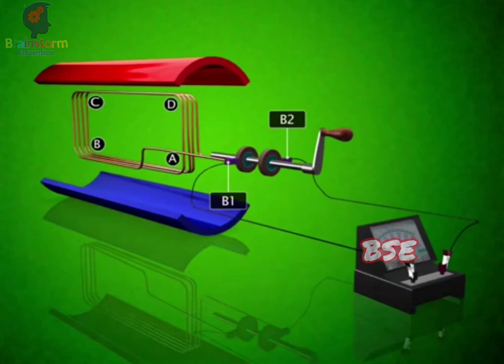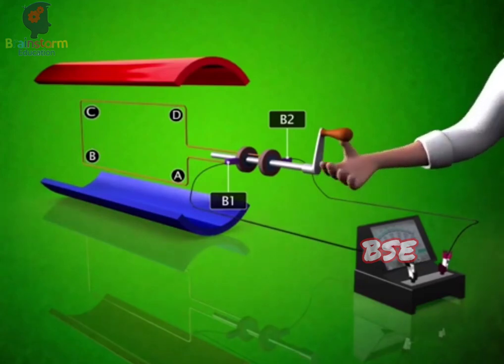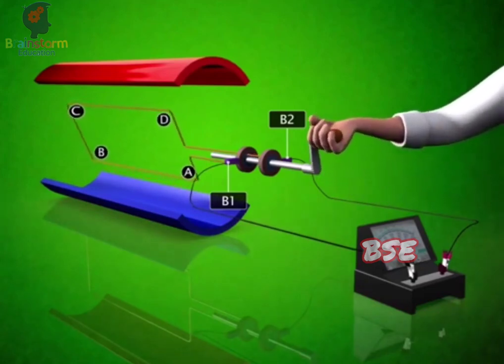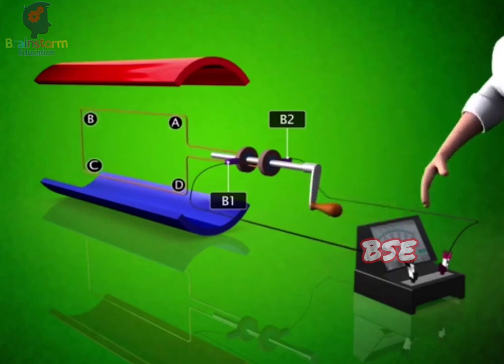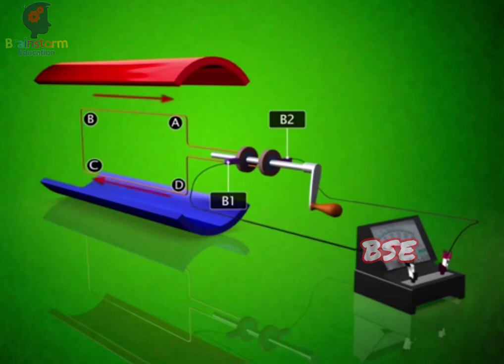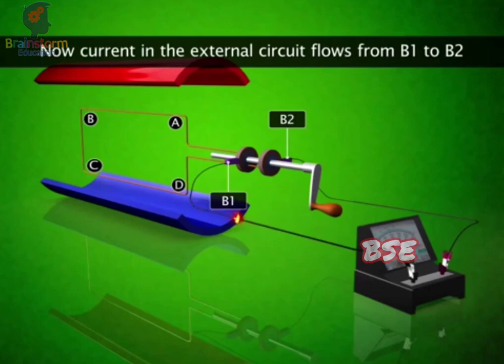If there are more number of turns in the coil, the current generated in each turn adds up to give a larger current through the coil. After half a rotation, arm CD starts moving up and AB moving down. The induced current now flows in the direction DC-BA. The current in the external circuit now flows from B1 to B2.